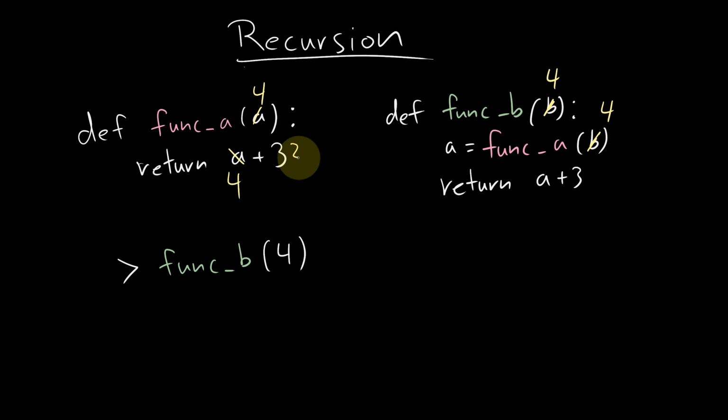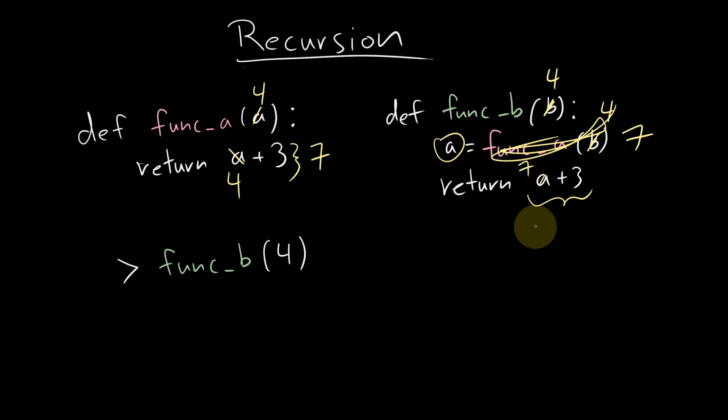And then what does that return? 4 plus 3, that's 7. So then the call to function A becomes 7. So that means the variable A is now 7 here. And then here, A becomes 7. So 7 plus 3 equals 10. So this should give you 10.